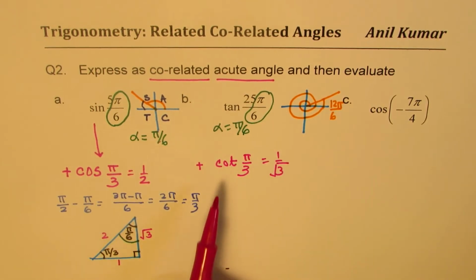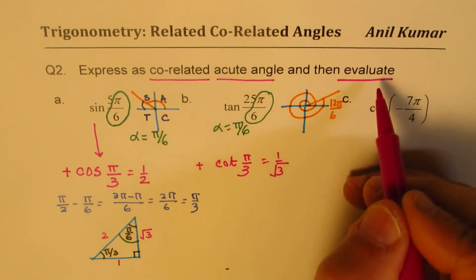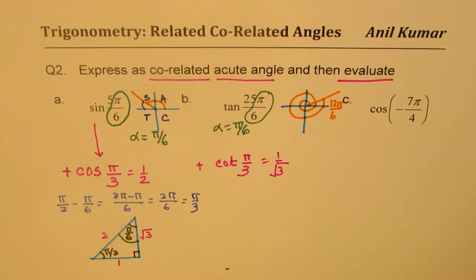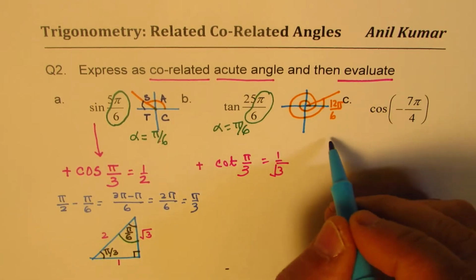So that's what it is. So first you write them in terms of correlated angles and then you evaluate. So we've done both the things. Is that clear to you? Let's look into the last question now, which is cos of minus 7 pi by 4.